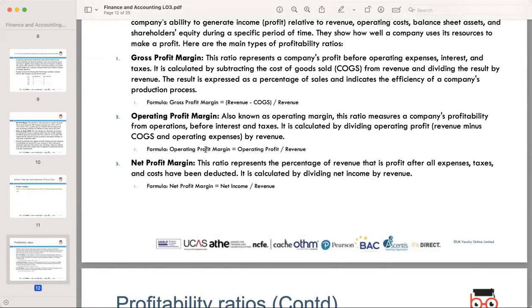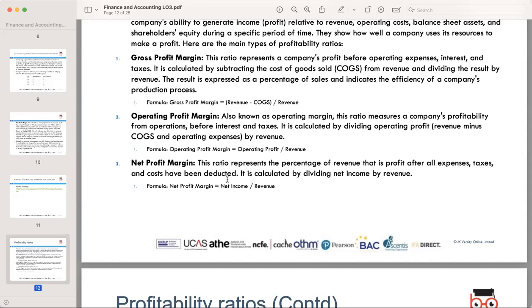Operating profit margin, also known as operating margin. This ratio measures a company's profitability from its core operations before interest and taxes. It is calculated by dividing the operating profit, revenue minus cost of goods sold and operating expenses, by the revenue. See, the operating profit margin helps us understand how well a company manages its operational cost. The formula is operating profit margin is equal to operating profit over revenue.